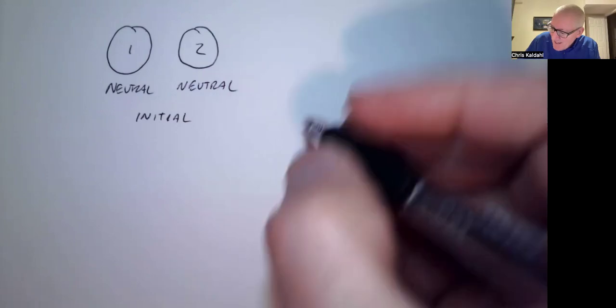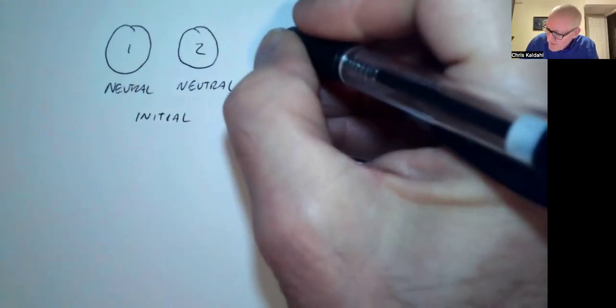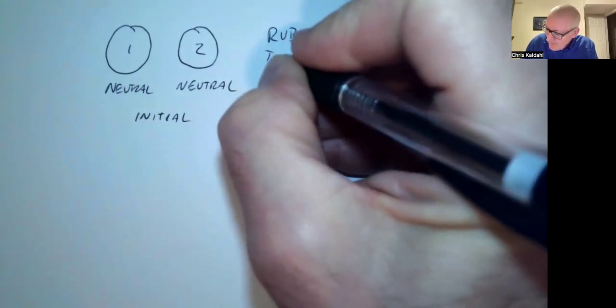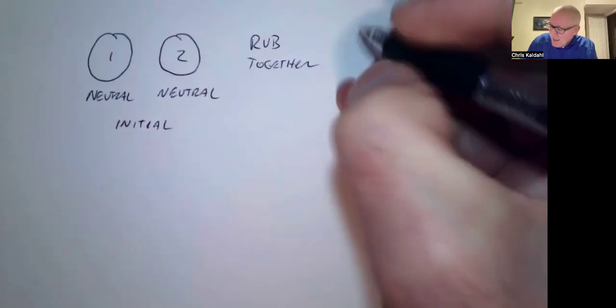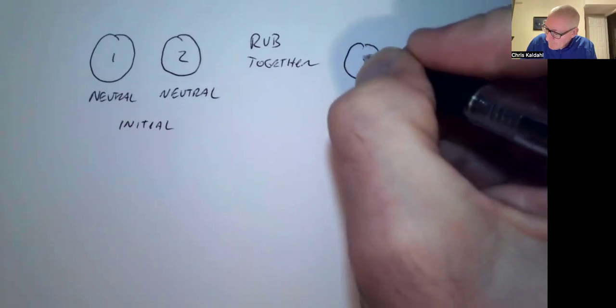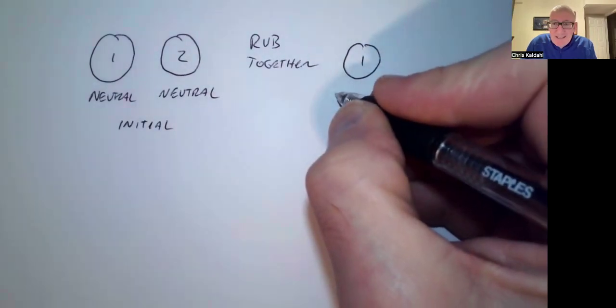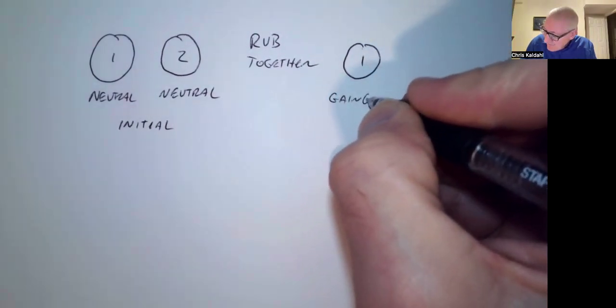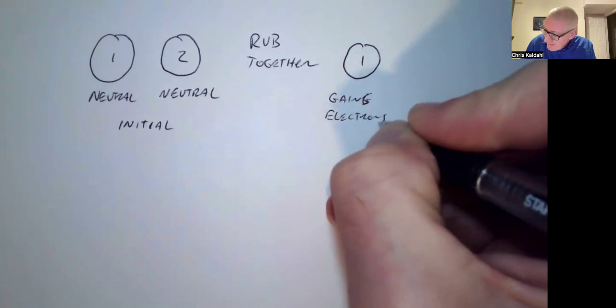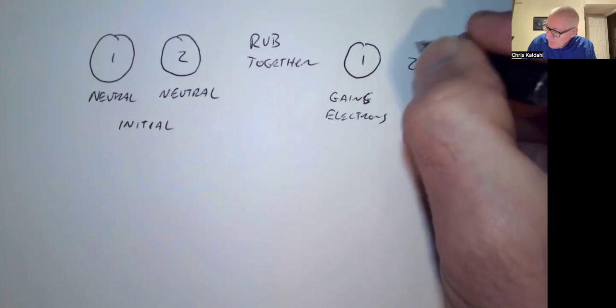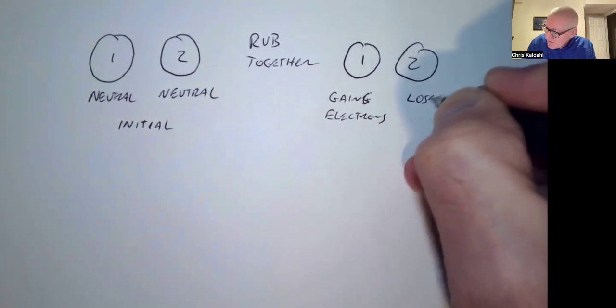And so let's say that we rub these things together, and object 1 gains electrons, and object 2 loses electrons.